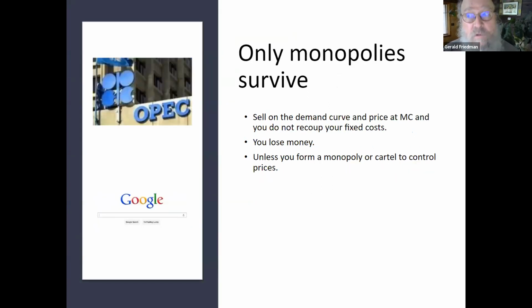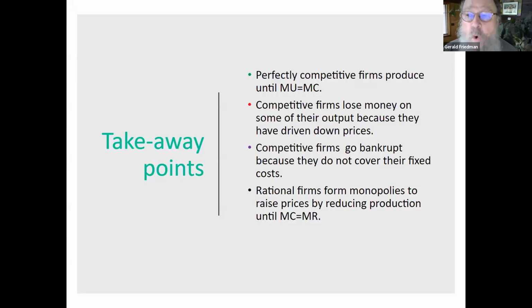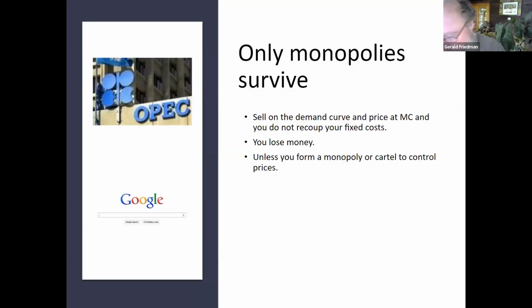Only monopolies will survive. If you sell on the demand curve and price at marginal costs, you're going to lose money. Instead, form a monopoly. Think about your marginal revenue curve, produce less, raise prices, make profit, be a successful capitalist. Go for it.